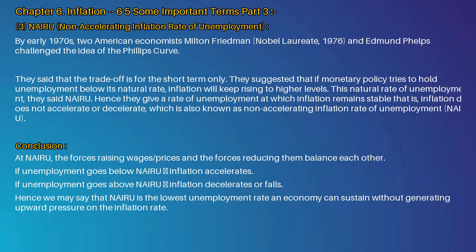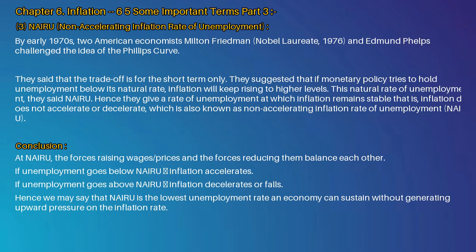Hence they give a rate of unemployment at which inflation remains stable, that is, inflation does not accelerate or decelerate, which is also known as the non-accelerating inflation rate of unemployment, NAIRU.